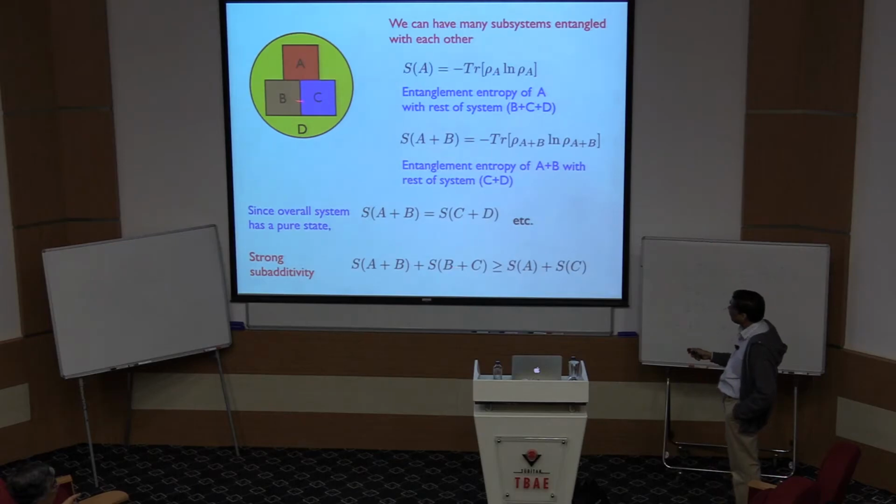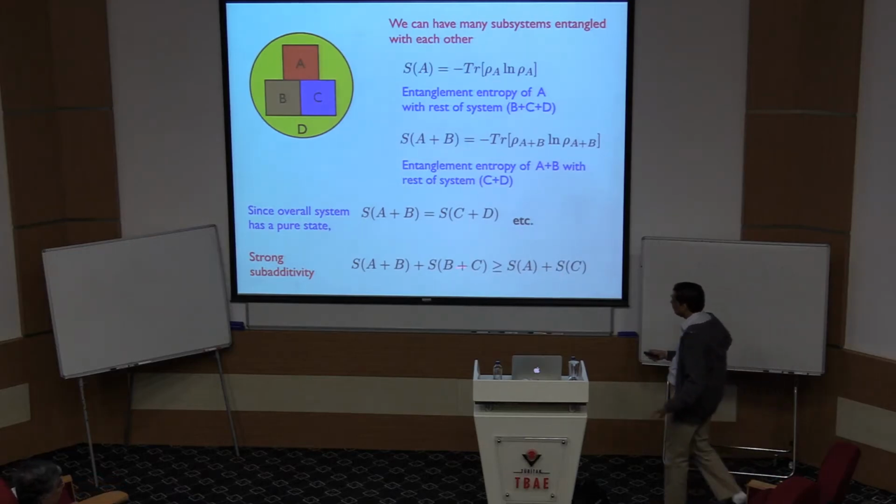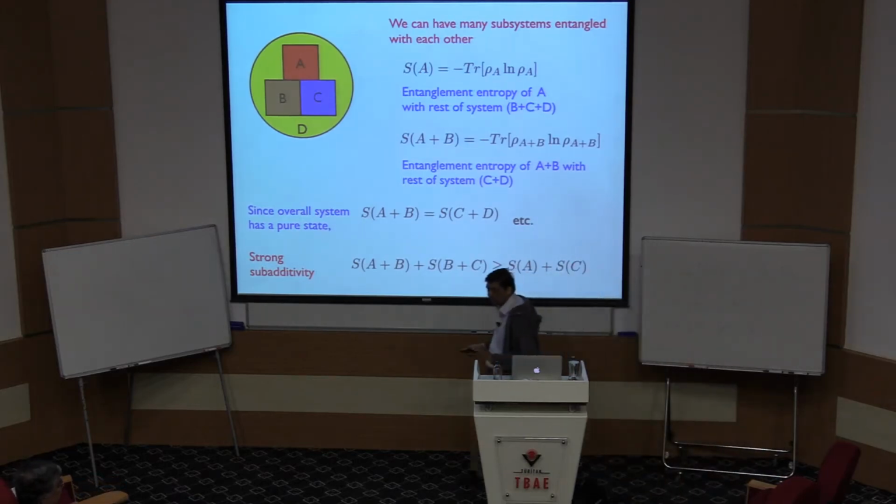It says that if we have 4 parts entangled with each other like this, then the entanglement of A plus B with the rest, added to the entanglement of B plus C with the rest, is bigger than the entanglement of A with BCD plus the entanglement of C with ABD. So right now it doesn't seem to make any sense. There's no intuitive way to see very easily what this means.